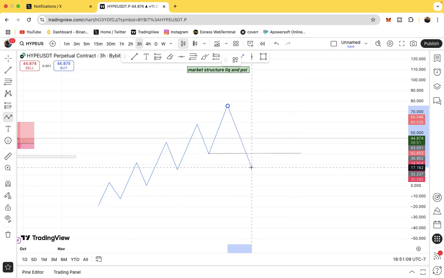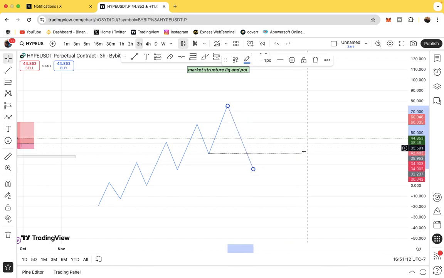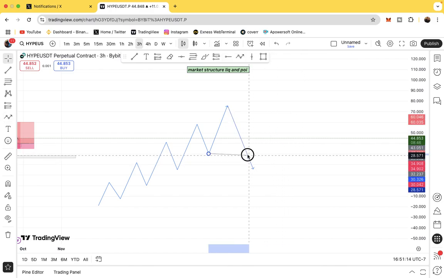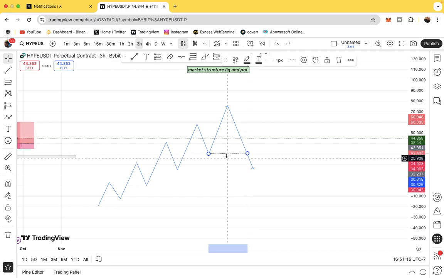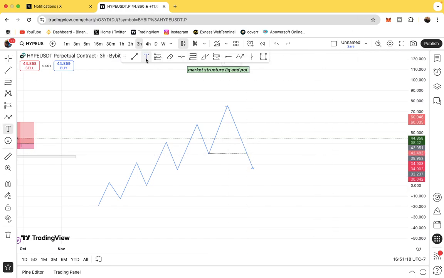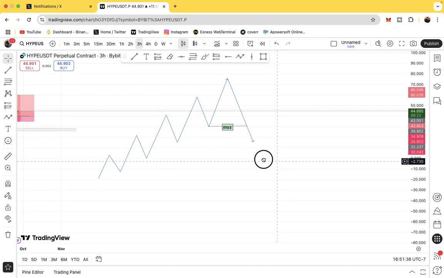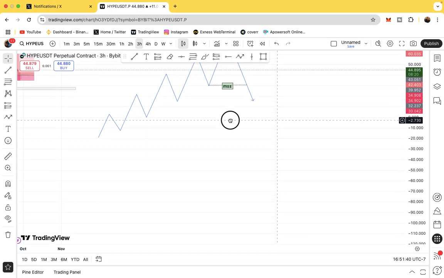Now, what happened here is considered to be a shift in market structure, an MSS. We'll call this a shift in market structure. So when this happens here, we call this a switch in market structure. And whenever we have a switch in market structure, this is telling us that the market is going from an uptrend to a downtrend.